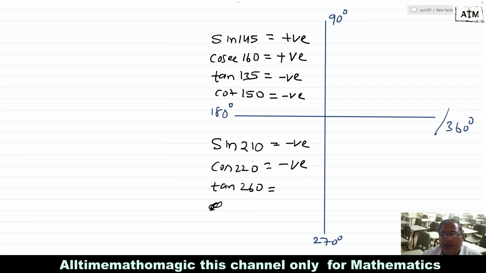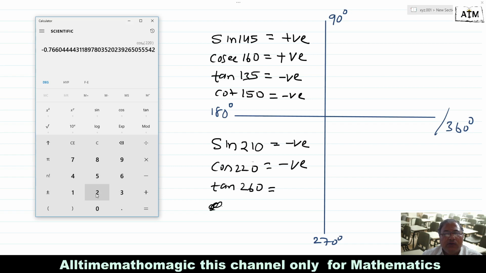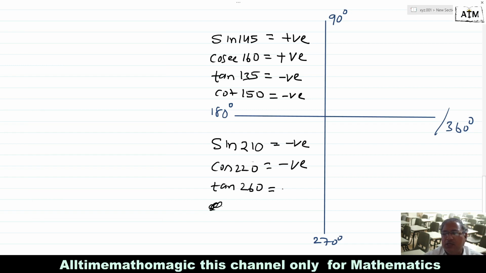Now take tan 260. Calculating tan, that is positive. So tan 260 is positive, because in the third quadrant only tan and cot are positive. So I can guess cot 260 would be positive, and the rest of the functions are negative. Now let us calculate the values in the fourth quadrant.